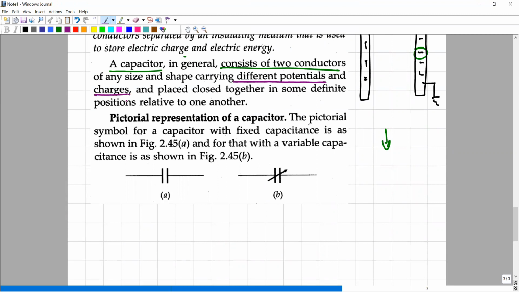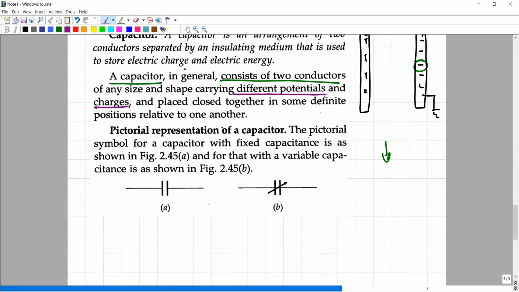Okay, so both the conductors must have different potential and charge. Both of them should not have positive charge, or both negative charge: one of them positive, one of them negative, and placed close together in some definite position relative to each other.